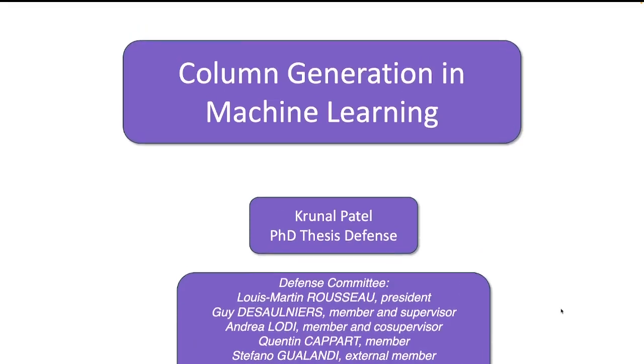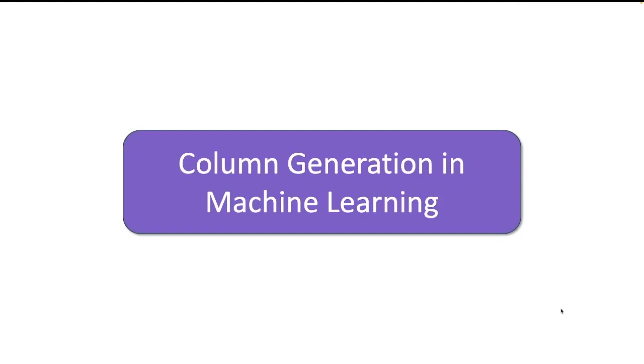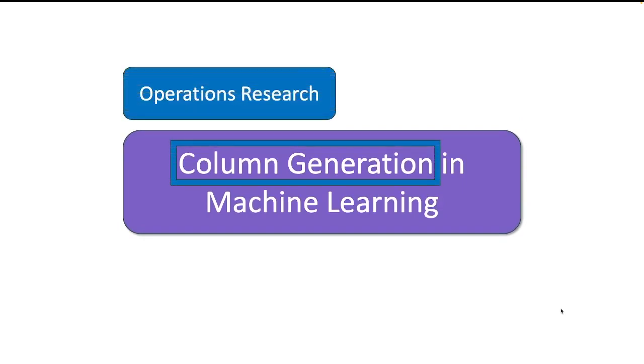Okay, so let's start column generation in machine learning. This essentially falls in the area of operations research and machine learning. The idea is that machine learning has a lot of heuristics, and we want to use operations research techniques to improve upon those heuristics. Today in particular we'll be focusing on column generation, which is the technique that we use for solving linear programs with a very large number of variables.